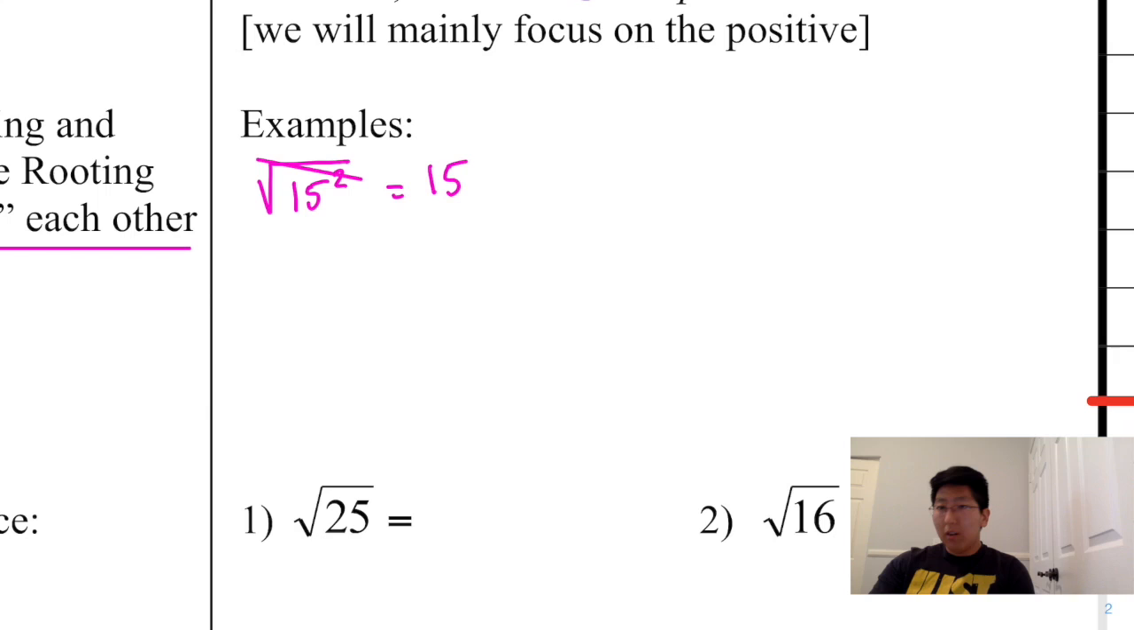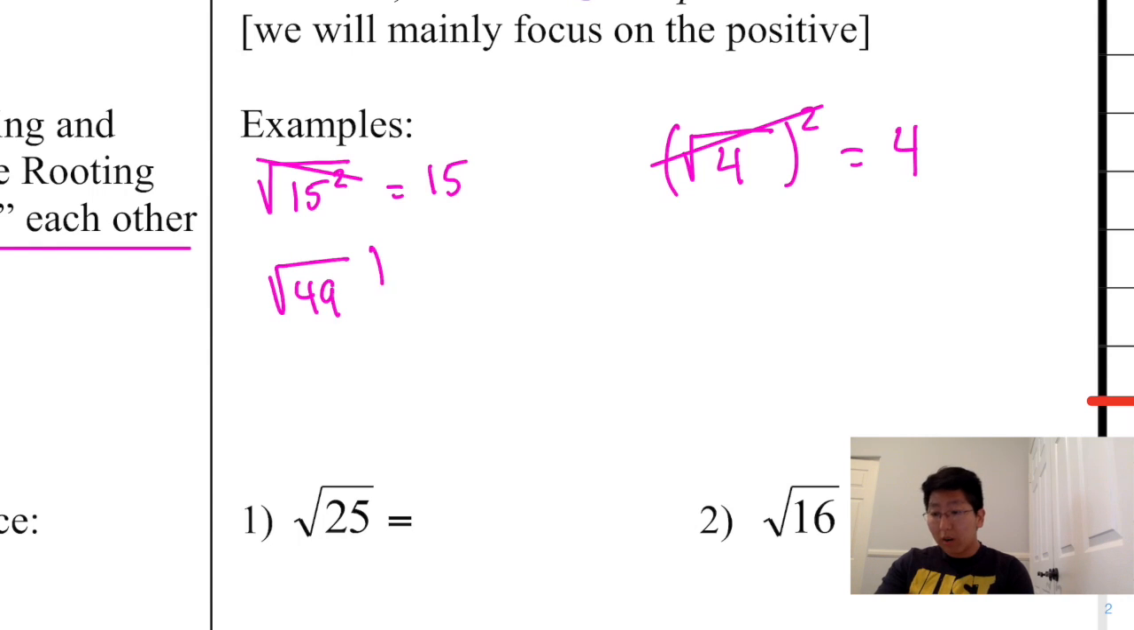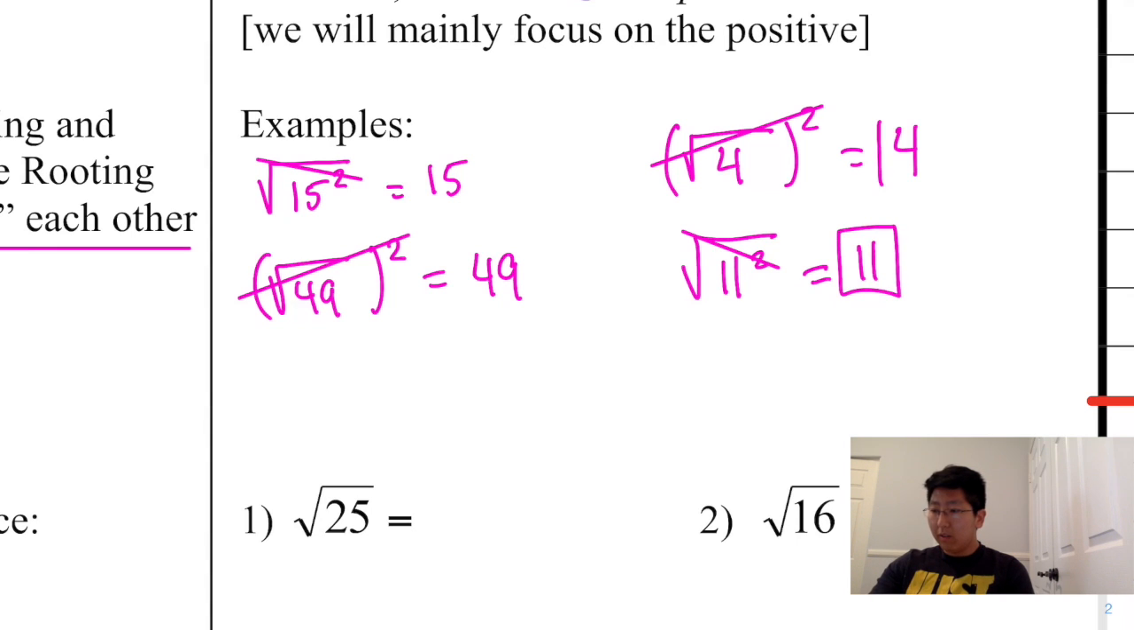Or you can say the square root of 4, but in parentheses say squared. The square and the square root cancel each other out, and your answer here is going to be 4. Hopefully this is making sense. The square root of 49 squared, I'll do it again. The square root and the square cancel each other out, and the answer is 49. They're opposites. And the square root of 11 squared, they cancel each other out, and this answer is going to be 11. Okay? Go ahead and box all these answers.